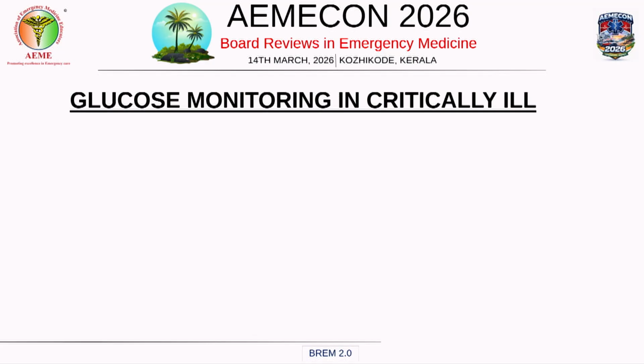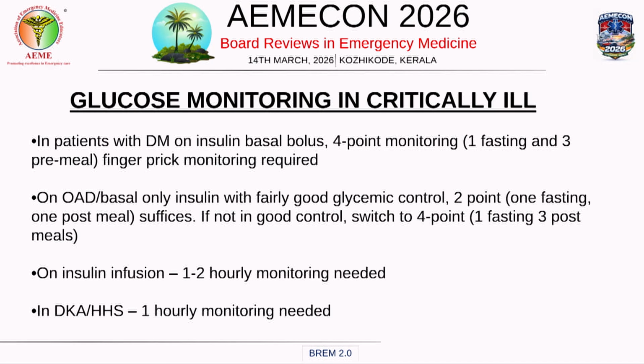So you have a critically ill patient. How will you do the glucose monitoring? A diabetic patient who is on basal bolus, 4-point monitoring is required. If the patient is having fairly good control, you can go for 2-point monitoring, and if it is not so good, switch to 4-point monitoring. If the patient is on insulin infusion, 1 to 2 hourly monitoring, and in DKA and HHS, as we already discussed, 1 hourly monitoring is needed.